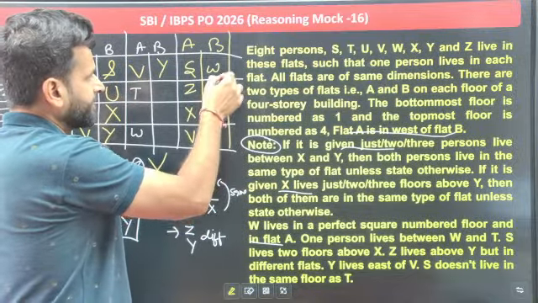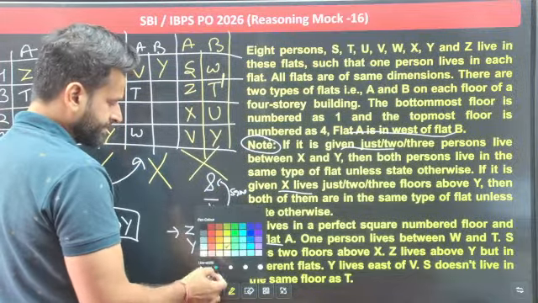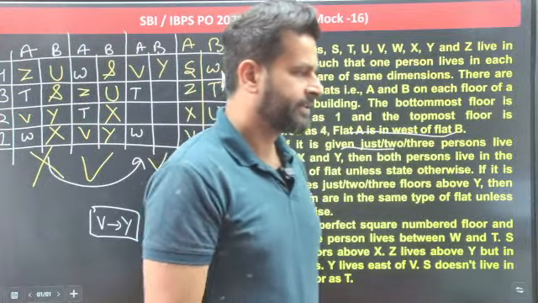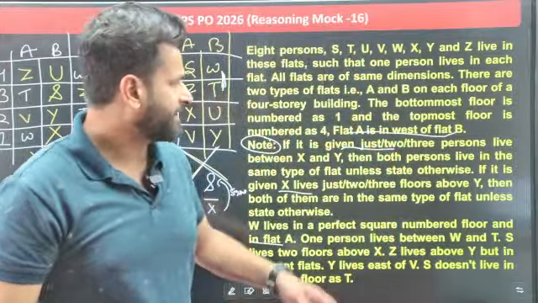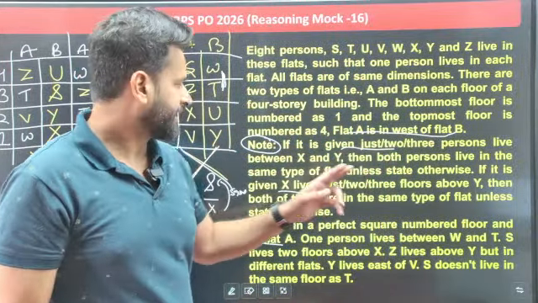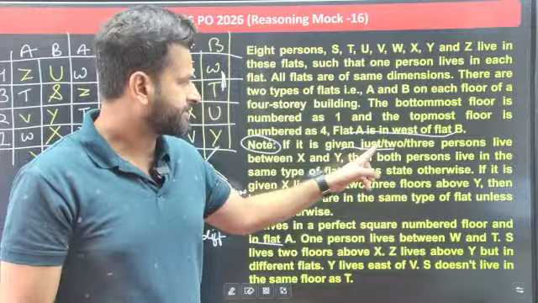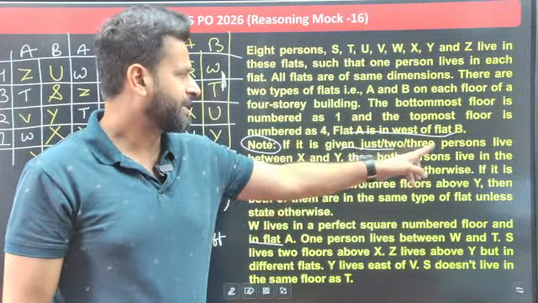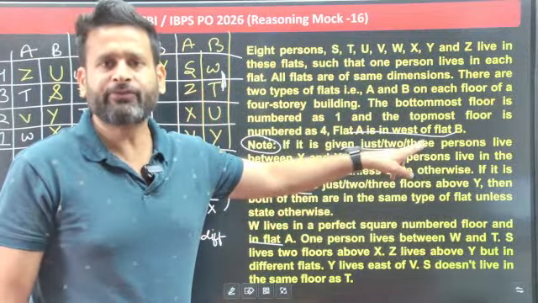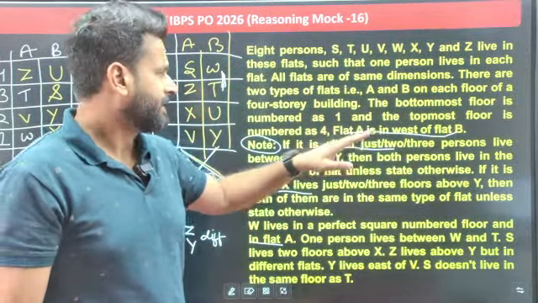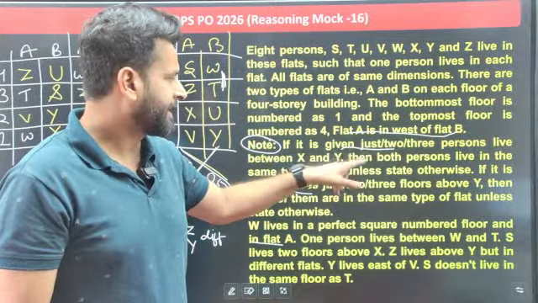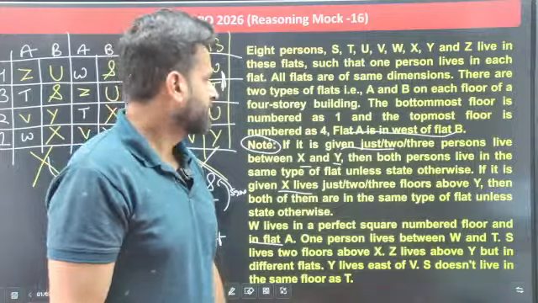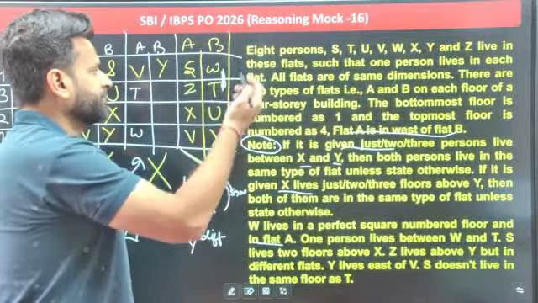One person between W and T. This is wrong. This is absolutely wrong. One person between W and T. It is clearly saying in the condition. Read it again. If it is given just one, two, three persons, for example, it can be 4, 5, 6, any. But they have given that they live between X and Y, then both are living in the same type of flat. Simple. So how can you say W and T, one person?